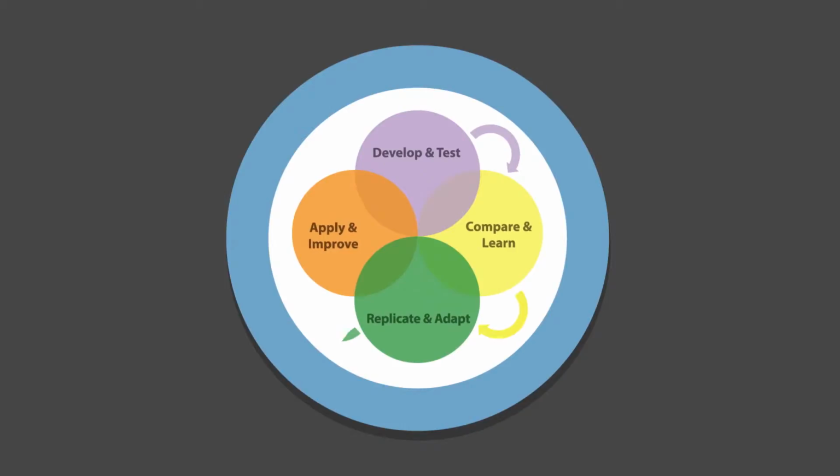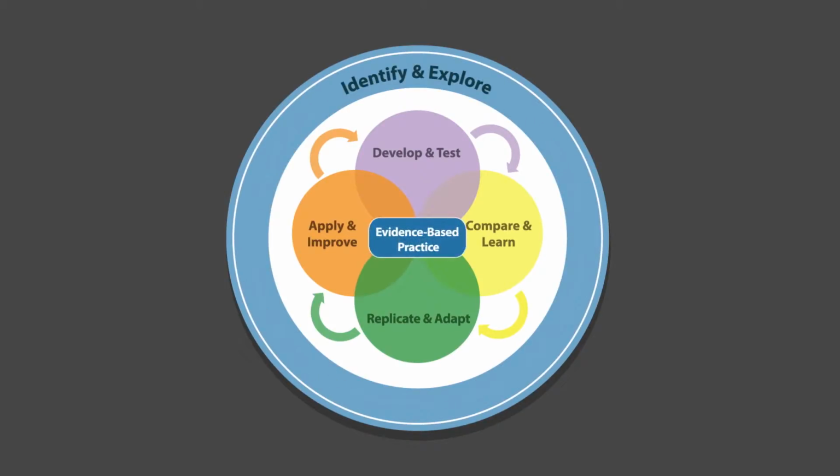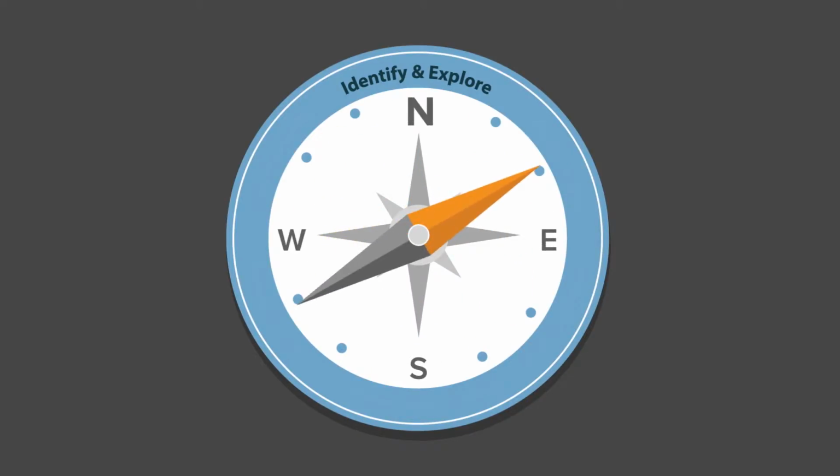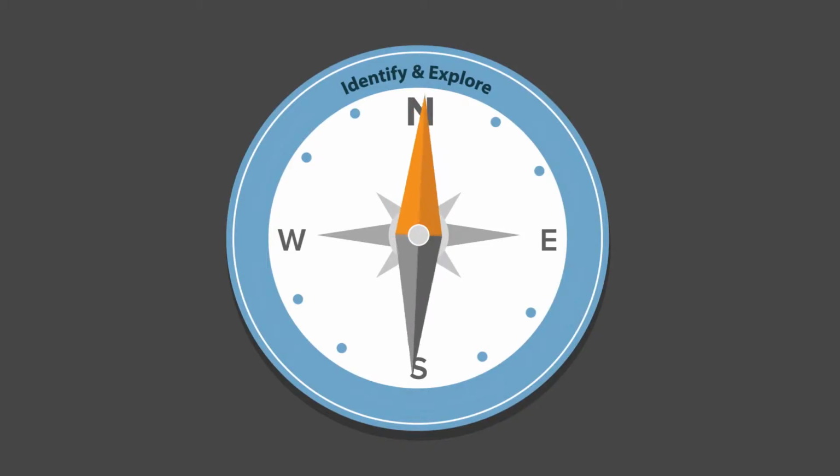Each phase of this framework consists of distinct steps, and together, its 5 phases form a complete process for building and spreading effective practice. The framework begins with an expectation to identify and explore before moving on to one or more of the other phases.